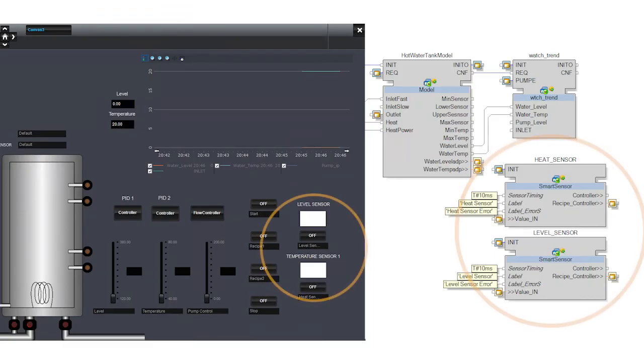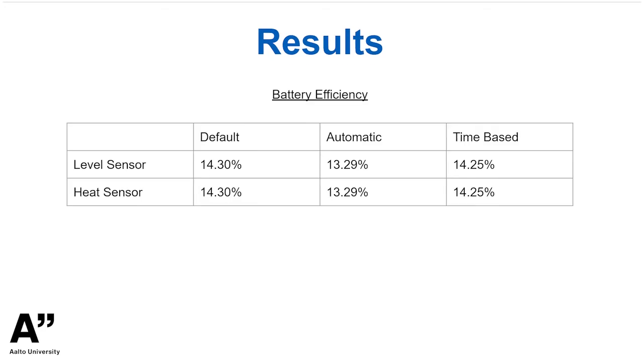The sensor concept was tested in a simulated hot water tank system, where it was instantiated for both level and temperature sensors. Coming to the initial results of the work, the efficiency of the smart sensor was calculated in the various modes of operation. While saving up to 1% of battery as compared to the default mode of sensors, the automatic mode showed promising results of being the most energy efficient.